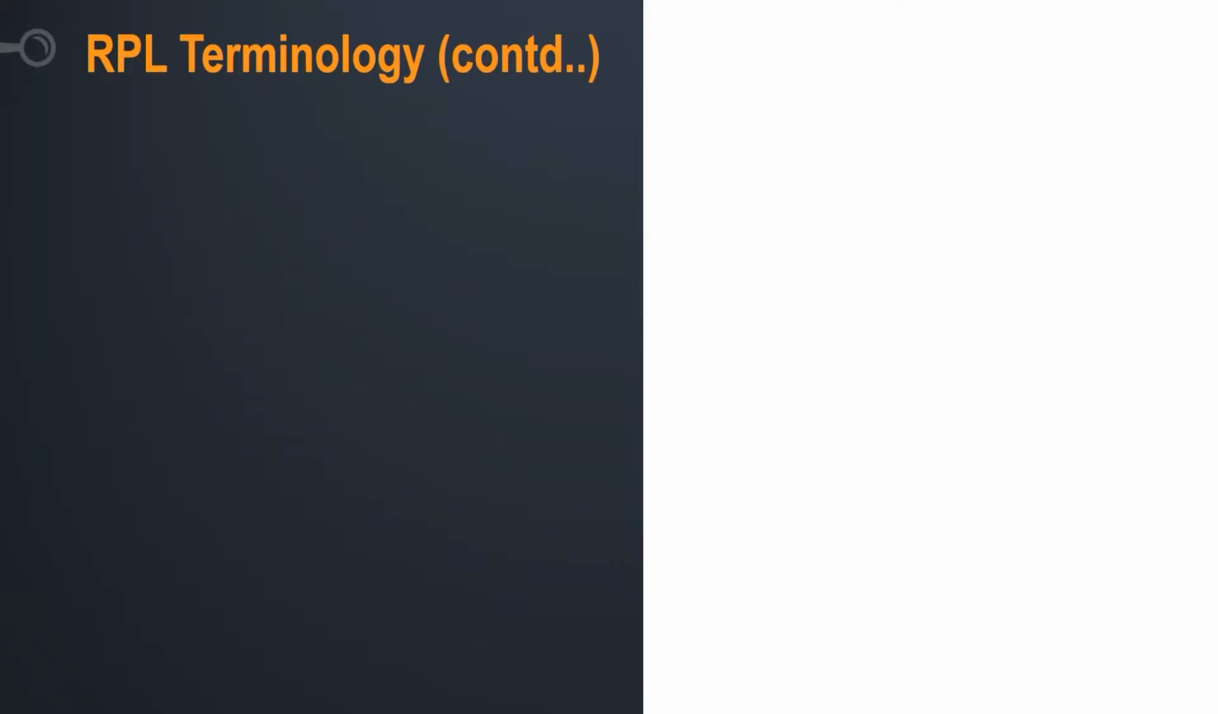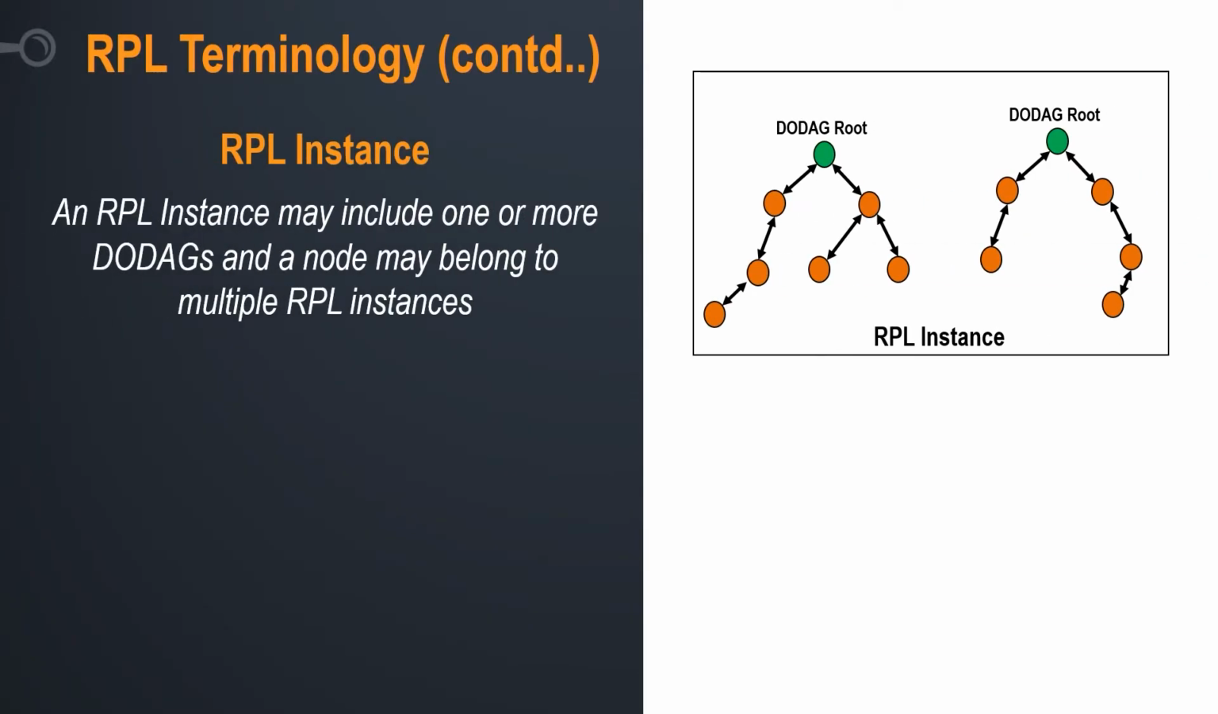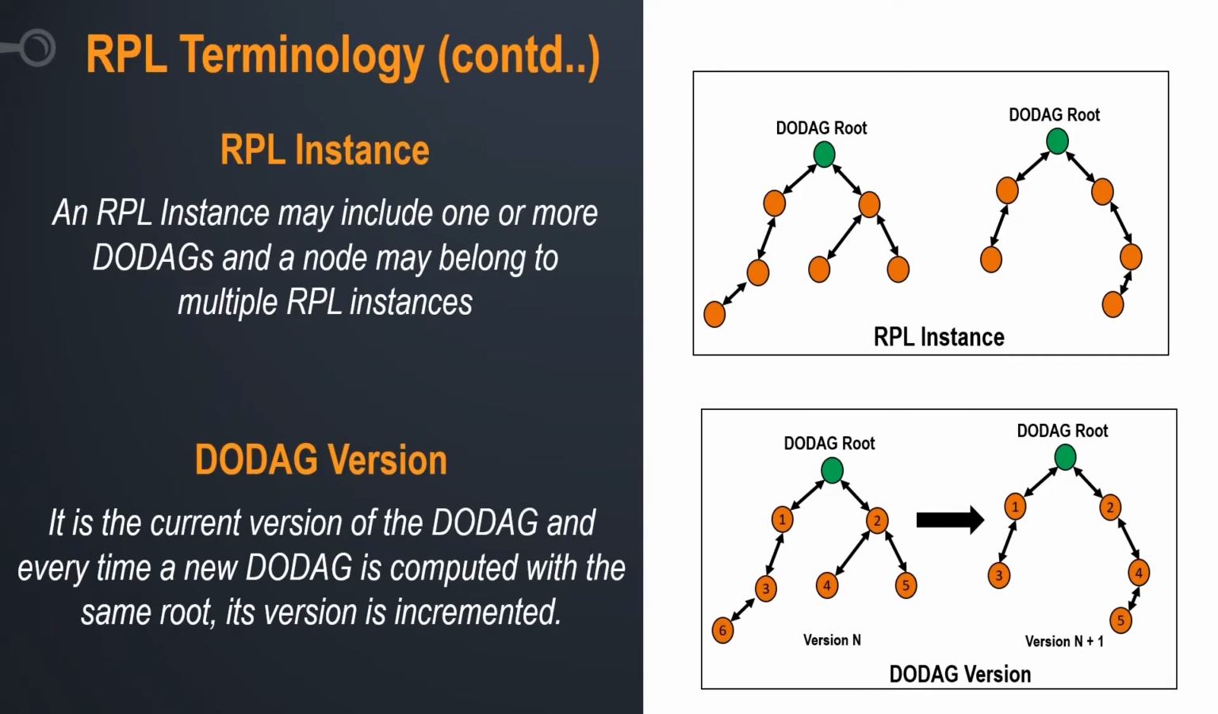Next is the RPL instance. An RPL instance may include one or more DODAGs and a node may belong to multiple RPL instances. Next, we will talk about the DODAG ID. DODAG ID is the IPv6 address of the root. Next would be the DODAG version. DODAG version is the current version of the DODAG, and every time a new DODAG is computed within the same root, its version is incremented.